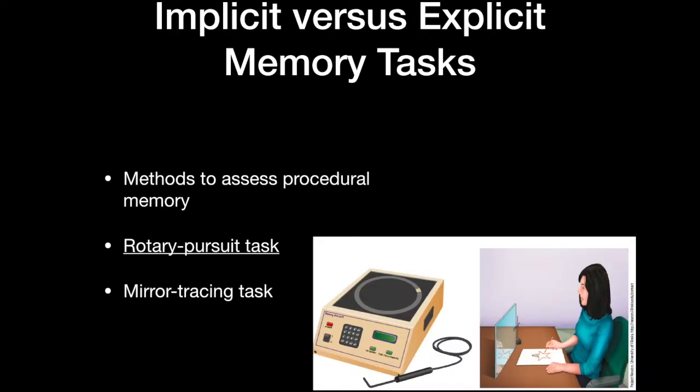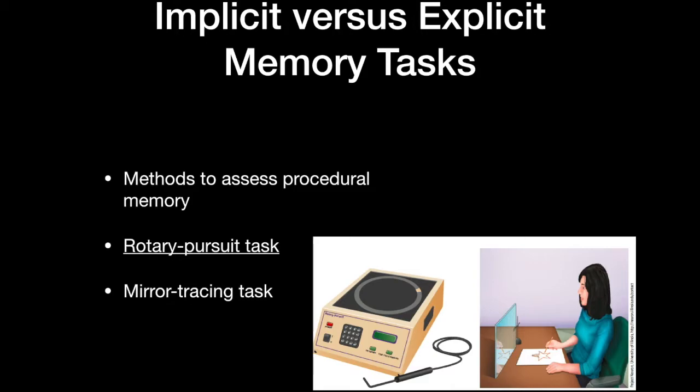Methods to assess procedural memory include the rotary pursuit task. In this task, you have a rotating disk in front of you with a dot. Your task is to keep the stylus or mouse pointer, if you see the disk on the computer screen, on the dot on the disk.